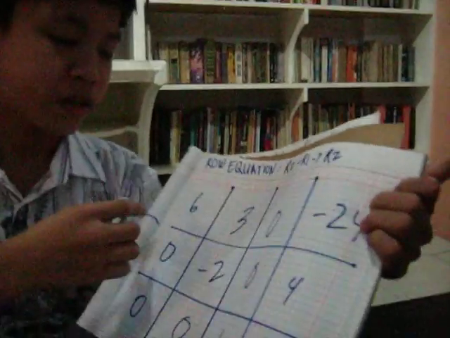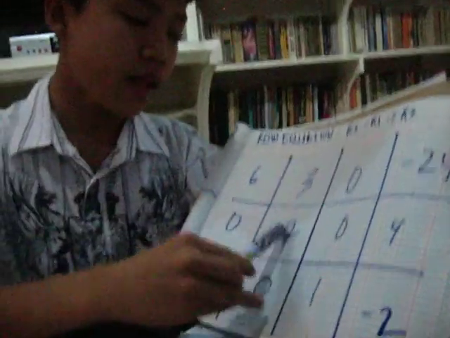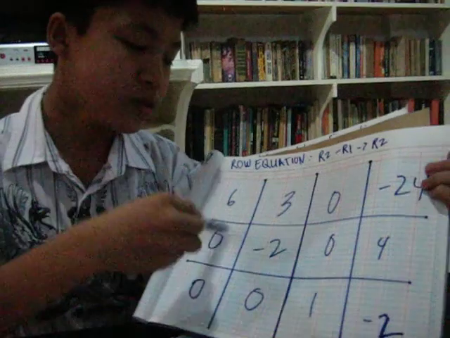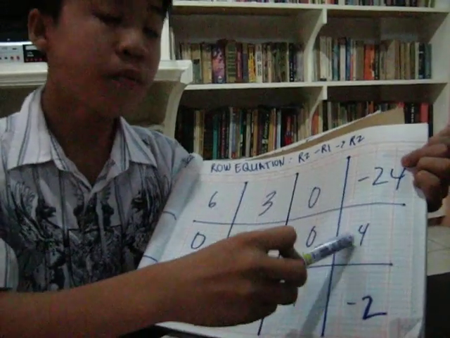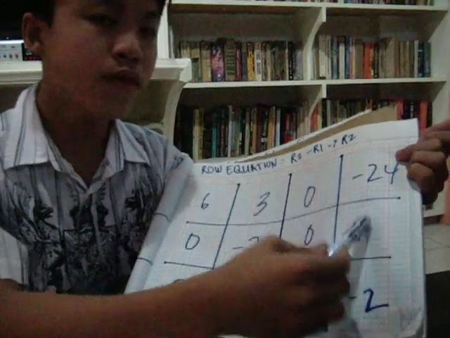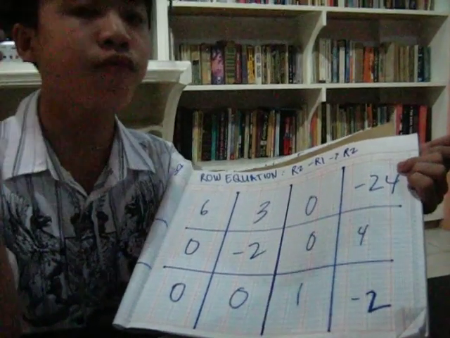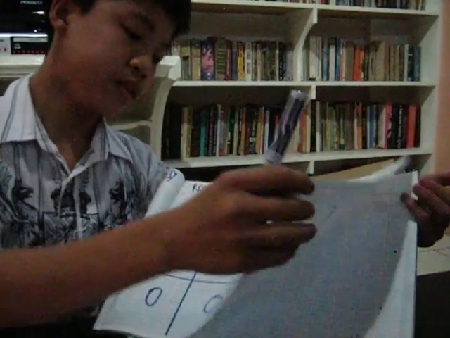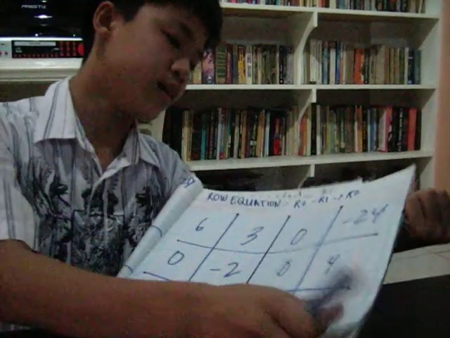On the fourth row equation, R2 minus R1 is equal to R2. The original number here was 6, and here was 1. So 6 minus 6 is equal to 0, and 1 minus 3 equals negative 2. And the original number here was negative 20, so negative 20 minus negative 24, or negative 20 plus 24, equals 4. So far, we still don't have the answer for x.